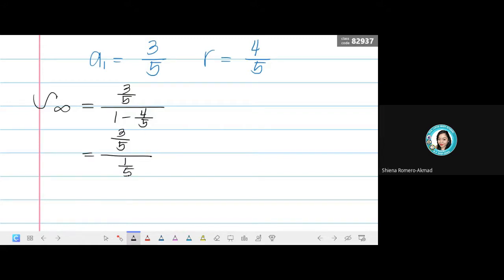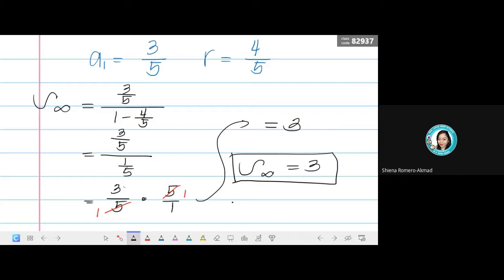1 over 5 yan. So copy the numerator. Multiply sa reciprocal nitong 1/5. So that's 5 over 1. So cancel this out. Ulitin ko lang. Abura kasi si 1. So, cancel this out. This is 1. This is 1. O, di ba? Ang dali lang. Mas madali pa to. Mukhang komplikado kanina, no? Pero, sa tingin nyo, sa pag-solve natin, ang dali lang niya isolve. So, we have 3 times 1 is 3. 1 times 1 is 1. So, the sum of infinity is equal to 3. Di ba? Ang dali lang niya.